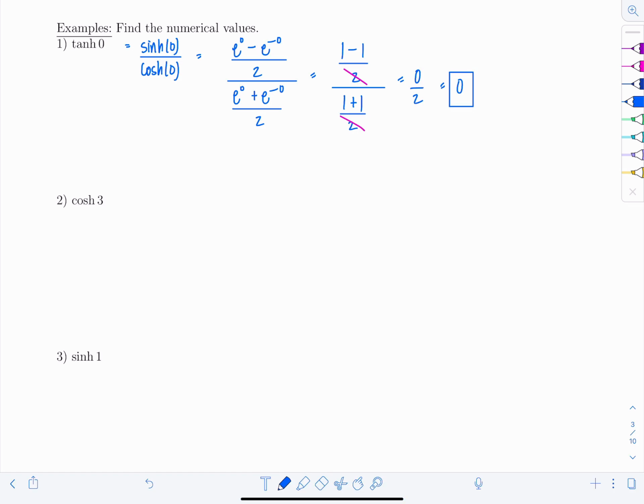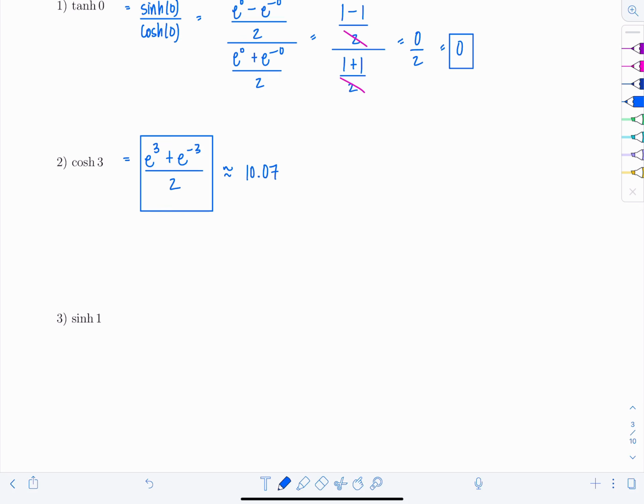All right, hyperbolic cosine of 3, aka cosh of 3. So this is e to the x, so e cubed, plus e to the negative 3rd over 2. That's it, you guys. That's it in exact form. If you want a decimal, then plug that guy in your calculator. You should get about 10.07.